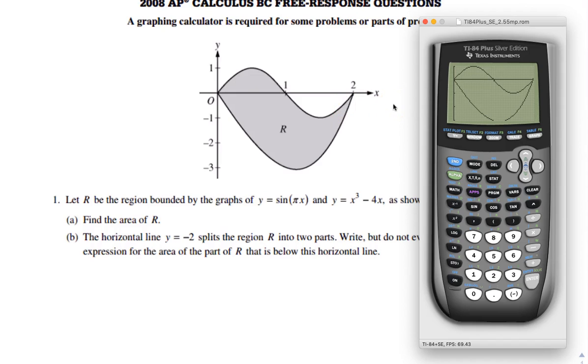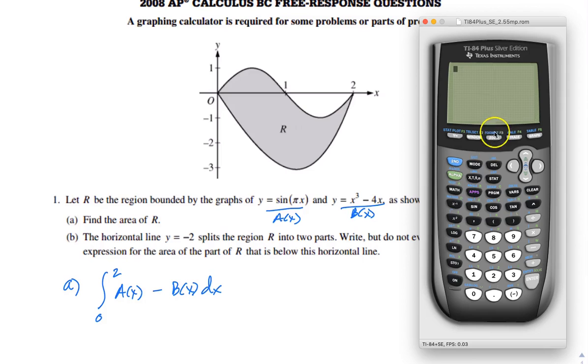So when I do my integral for A, I'm just going to be integral from 0 to 2. So here's a little trick. If you don't want to write the whole thing out, just write A of x and B of x. As long as we know what you're talking about, you just write A of x minus B of x dx. And on your calculator, you gotta make sure you're always in radians.